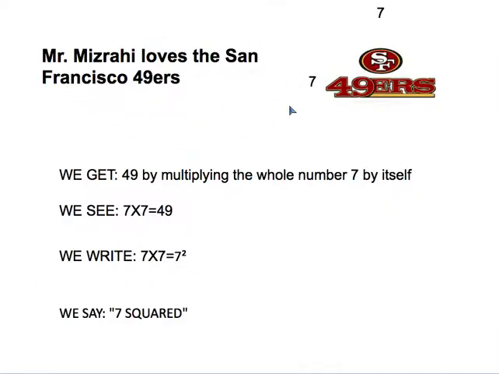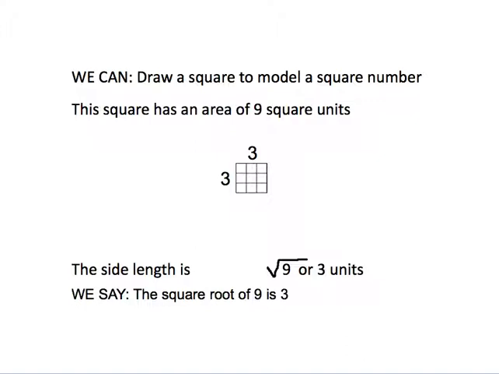So Mr. Mizrahi, his favorite football team is the 49ers. And 49 is actually a perfect square number. If you think about it, it's just 7 times 7, right? And so we would always say that 7 times 7 is the same thing as me saying 7 squared, which is why it is a perfect square number.